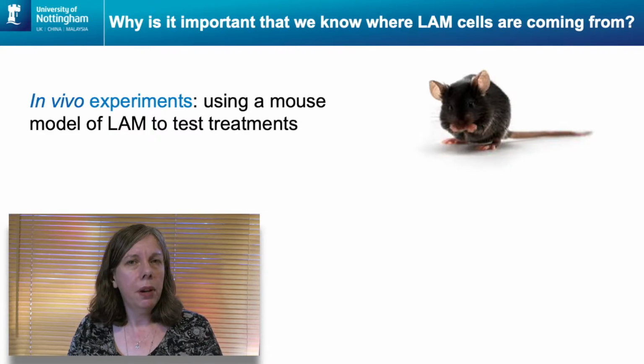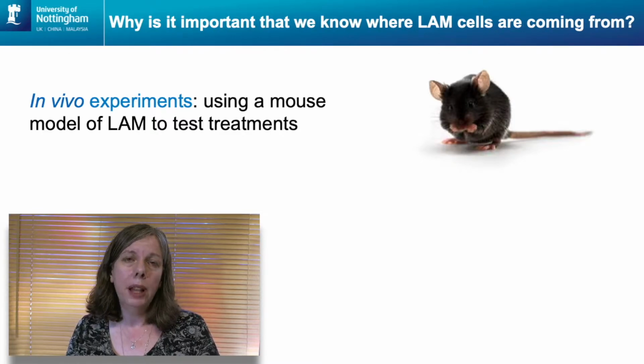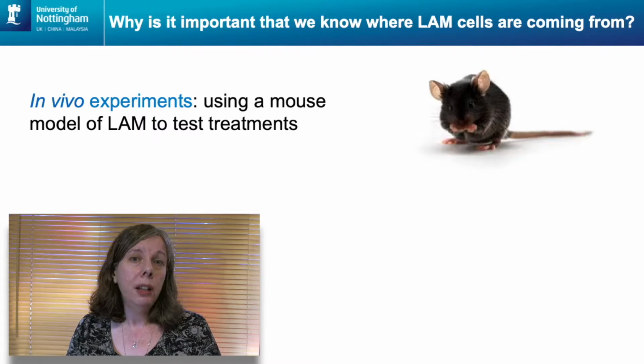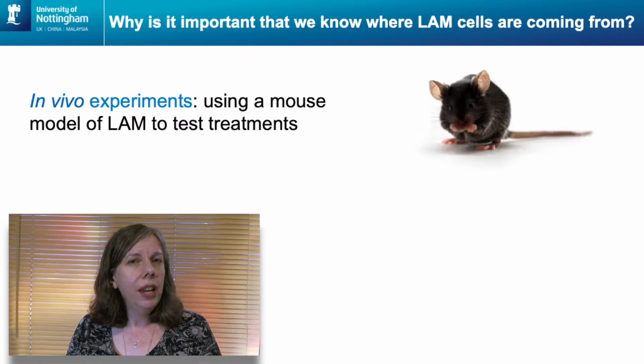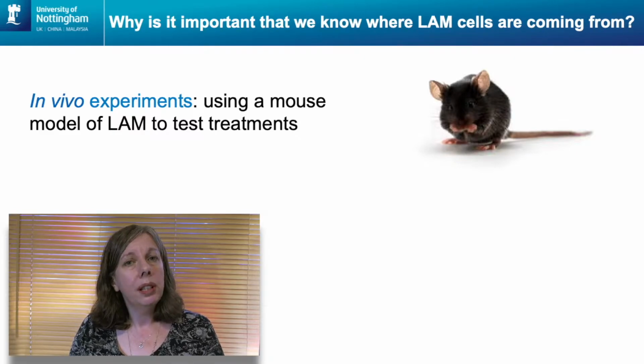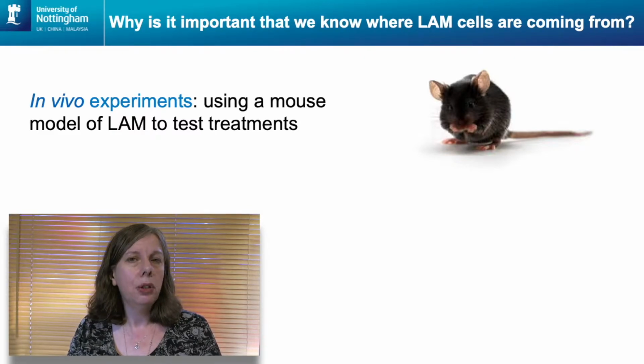The other type of experiment that we do is an in vivo experiment. Here we take a mouse with LAM and we treat it with the drugs that we found are effective in our in vitro experiments. But now we have to think about how well the drug is tolerated, how it's delivered, and what the dosage might be. So the in vivo experiments take us one step closer to being able to trial these drugs in patients.